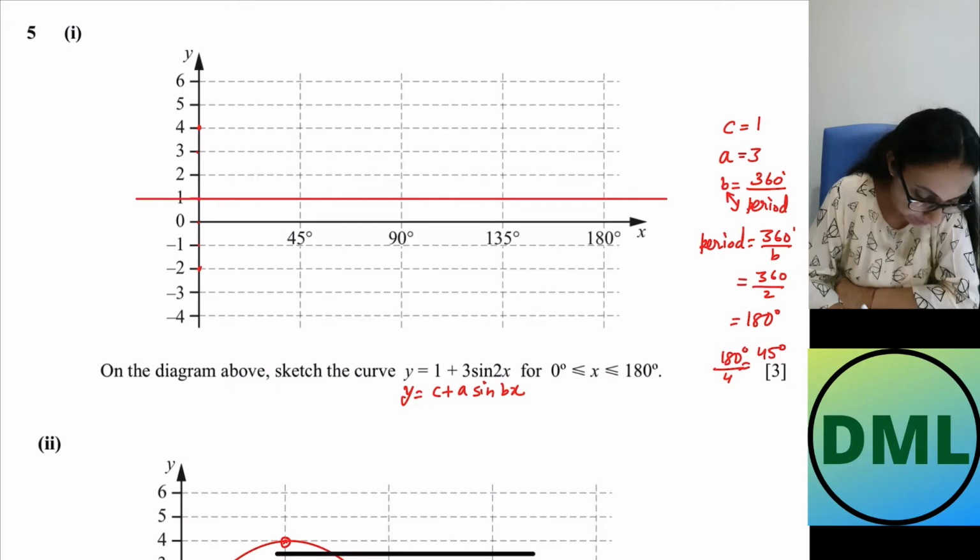My sine graph will start from the axis. At 45 degrees, it will touch the amplitude. What is the amplitude? 3. 1, 2, 3. It will touch 4. Then it will touch the axis again at 90.